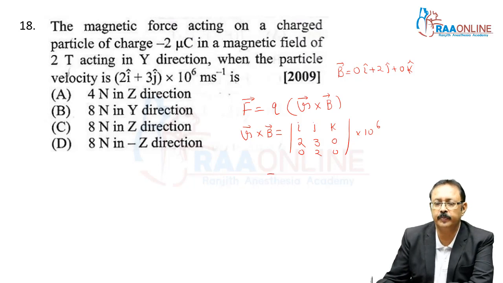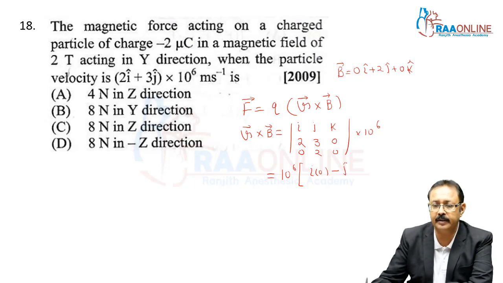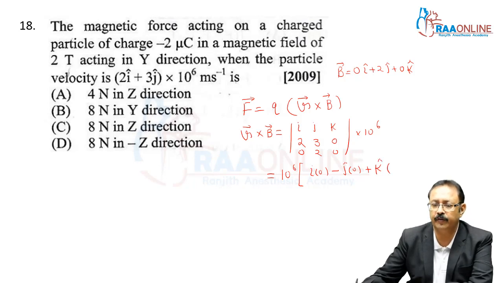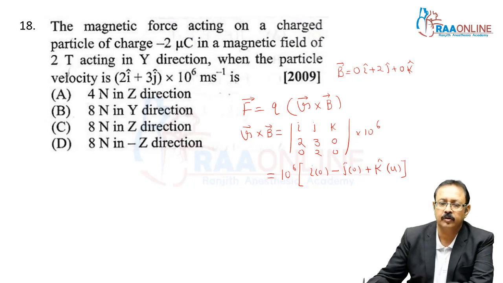So we are getting V cross B, 10 to the power 6, bracket, coefficient of I, 0 minus 0, 0. Coefficient of minus J, hide this and this, 0 minus 0. Coefficient of K, hide this, 4 minus 0, 4. So what are we getting? 4 into 10 to the power 6 K cap.